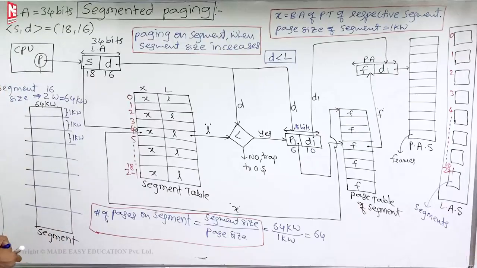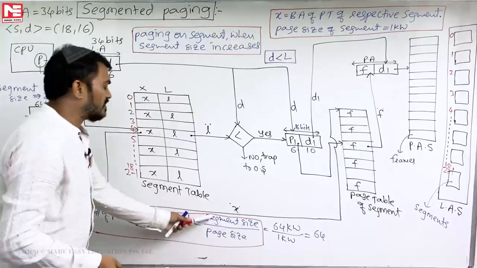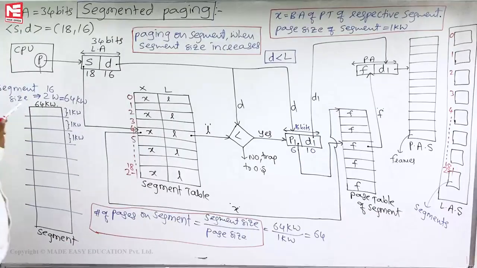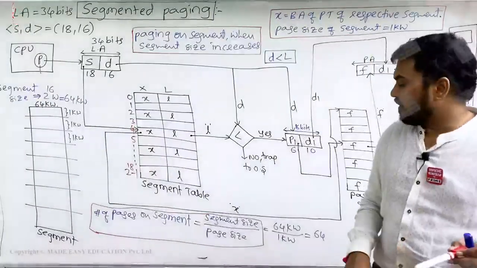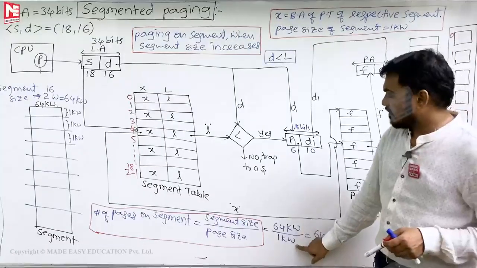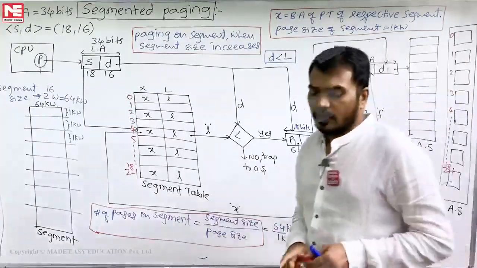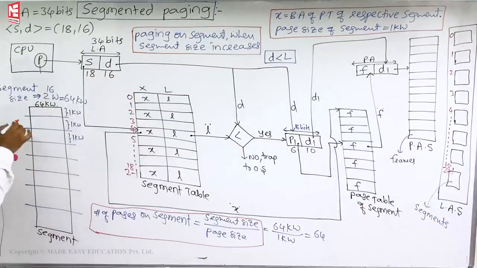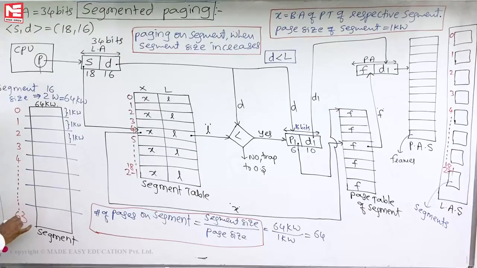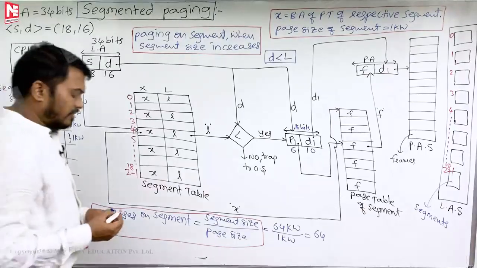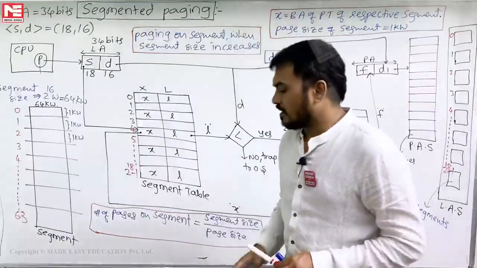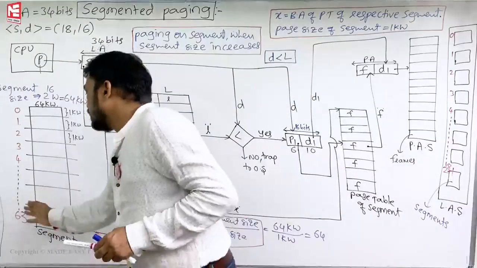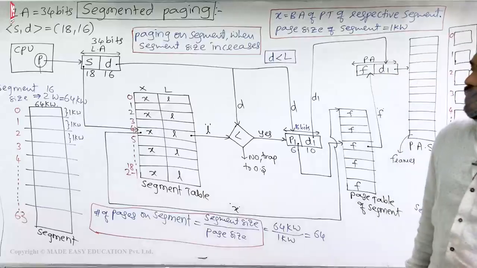So number of pages on segment equals segment size divided by page size. Segment size is 64 kilowatts. If I divide that by the page size, 1 kilowatt, how many pages do you get? 64. You can copy here. So 64 pages you get, like this: 0, 1, 2, 3, 4, like this. How many pages? 0 to 63, total 64 pages you get here. Did everyone understand? Copy this, 0 to 63, total 64 pages.